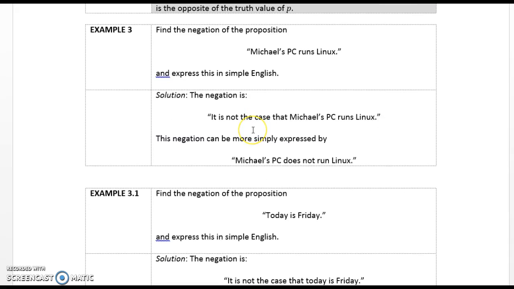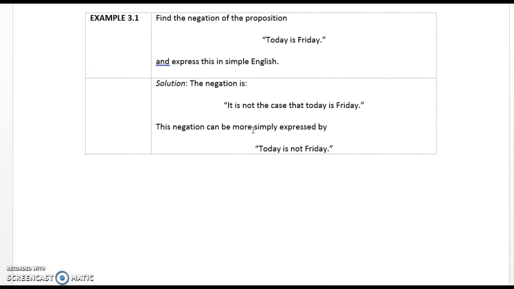Example 3. Find the negation of the proposition Michael's PC runs Linux and express it in simple English. Solution. The negation is, it is not the case that Michael's PC runs Linux. The negation can be more simply expressed by Michael's PC does not run Linux. Example 3.1. Find the negation of the proposition today is Friday and express this in simple English. Solution. The negation is, it is not the case that today is Friday. The negation can be more simply expressed by today is not Friday.